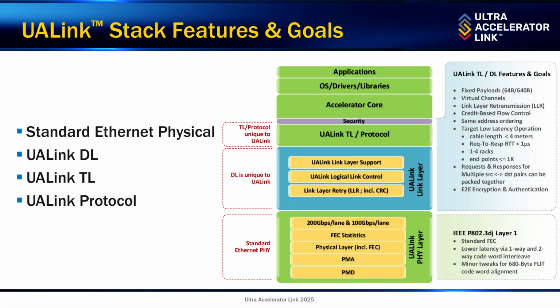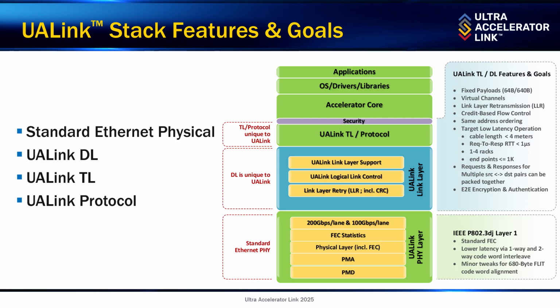Okay, so we'll start at the bottom, right? Down there at the bottom is your Ethernet physicals, right? This is standard 802.3dj layer 1 physicals, straight out of the Ethernet box. We're using a standardized forward error correction or FEC error correction protocol. We'll talk more about the details on that in a minute.